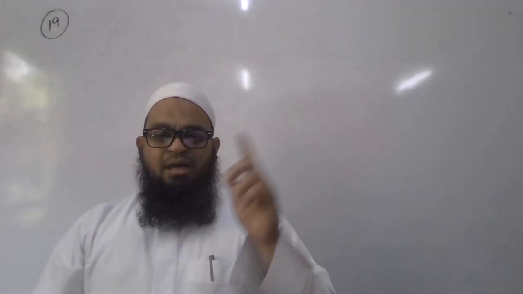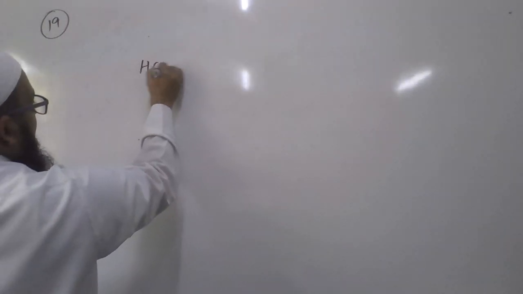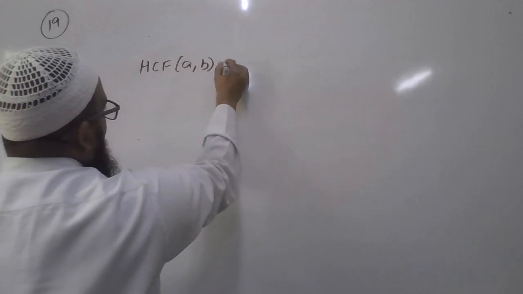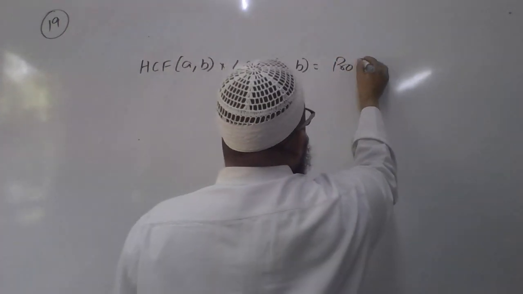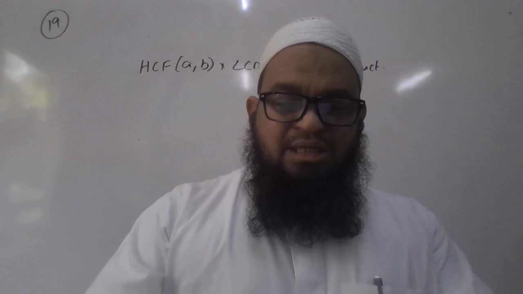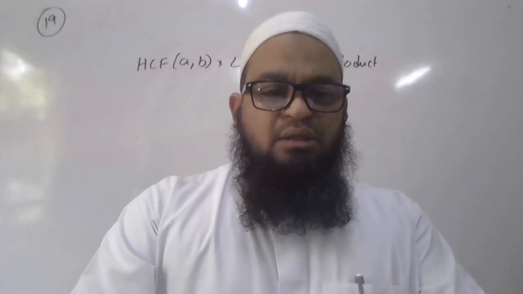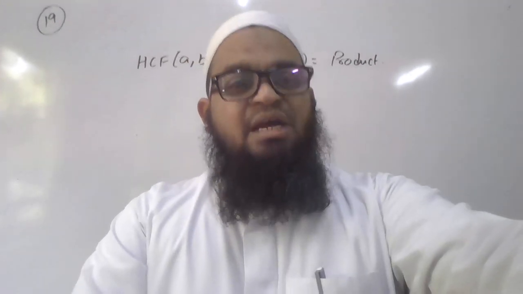So let us see the last problem of this video, the 20th. For any two positive integers a and b, HCF of a and b times LCM of a and b is equal to a times b. What is the assertion? The assertion is the formula given: HCF of a, b into LCM of a, b is equal to the product of the two numbers. This is the concept we have studied, the relation between HCF and LCM.